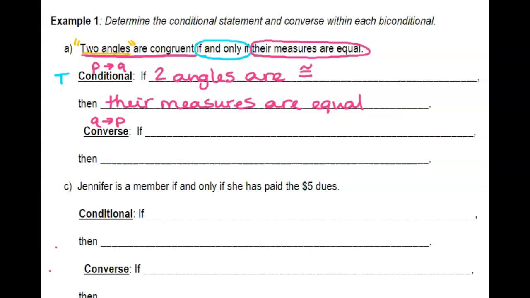Remember that I want to start my statement out with the subject. So if two angles, probably help if I write it correctly, huh? If two angles, and what's the conclusion? The conclusion is their measures are equal. So if two angles have equal measures, then the hypothesis: they are congruent.